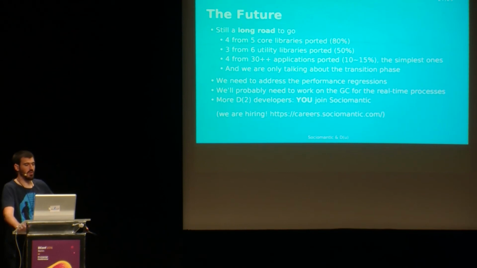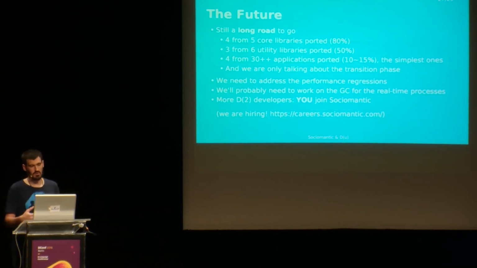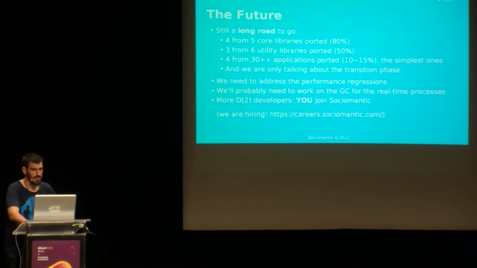And the thing is also, we are only talking about the transition phase. What we have after we say, okay, we have D2 programs is just D1 code that compiles in D2, so to speak. So we are not using Phobos, we are not using any specific D2 language features. So after we have everything in D2 and we can drop D1, there will be a lot of work on trying to use more idiomatic D2 code.